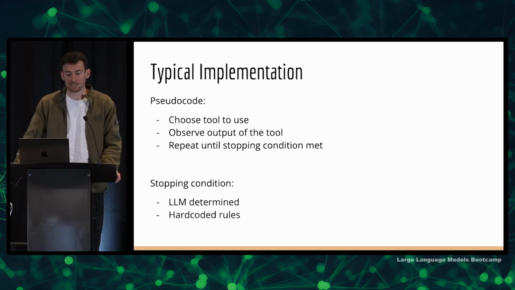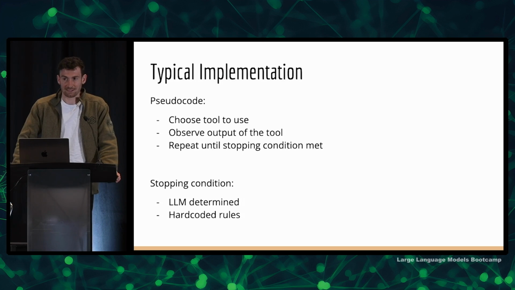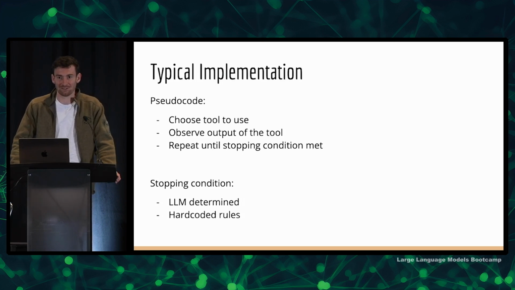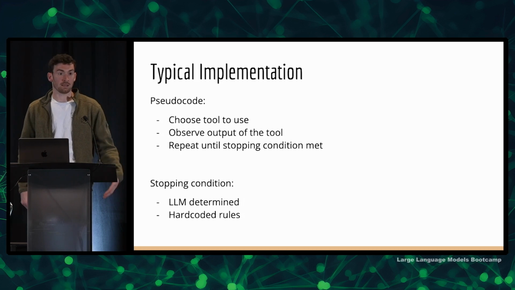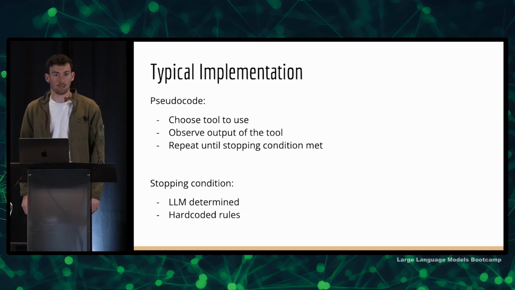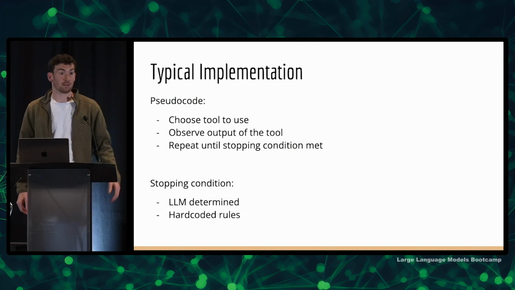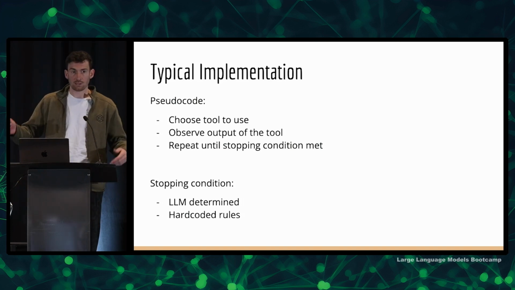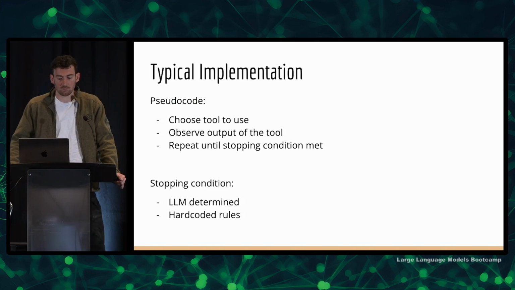So the typical implementation of agents generally, and it's so early in this field that it feels a bit weird to be talking about a typical implementation because I'm sure we'll see a bunch of different variants, but generally you get a user query, you use the LLM, that's the agent, to choose a tool to use, and also the input to that tool. You then take that action, you get back an observation, and then you feed that back into the language model and you continue doing this until a stopping condition is met.